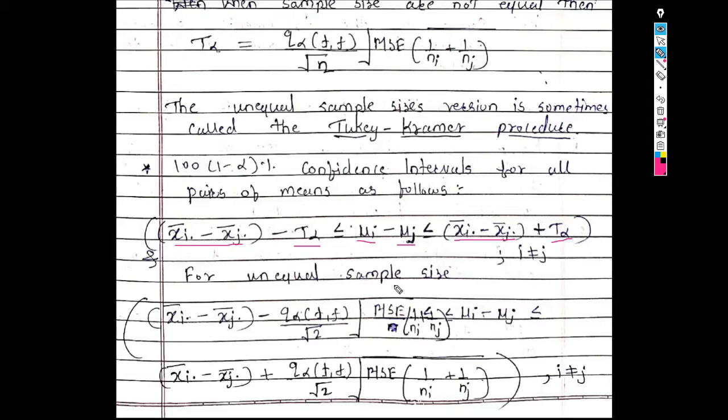When we have unequal sample sizes, we define our confidence interval like x̄i. − x̄j. − our T_alpha, which is q_alpha(t, f) upon root 2 times the square root of MSE times (1 upon ni plus 1 upon nj), less than or equal to μi − μj, less than or equal to x̄i. − x̄j. plus this T_alpha when sample sizes are not equal, for all i not equal to j.